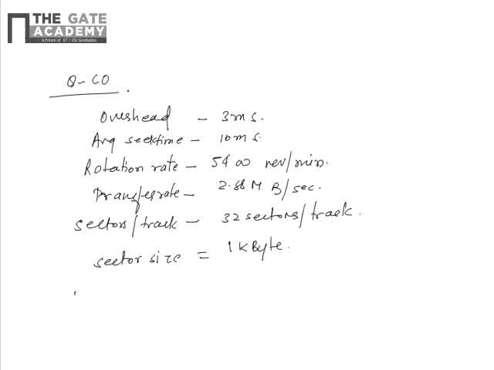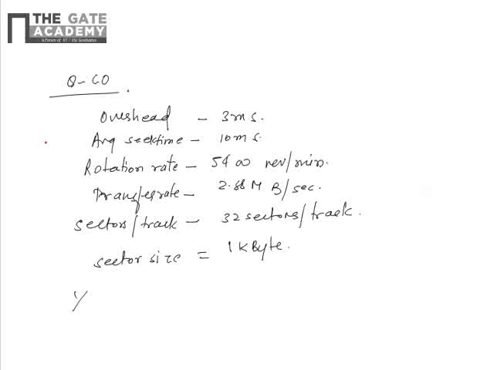In the first part they have asked: what is the average time to read or write 16 kilobytes in 16 consecutive sectors in the same cylinder? Suppose this time is A. Usually when calculating the access time, it is the sum of the average seek time plus the rotational delay. But here the overhead and the transfer rate are also given, so we have to include all these factors.